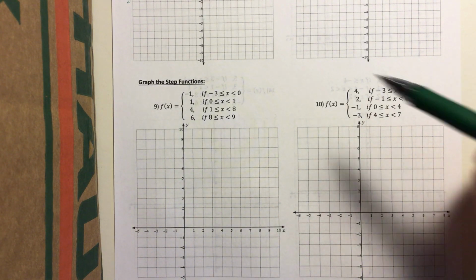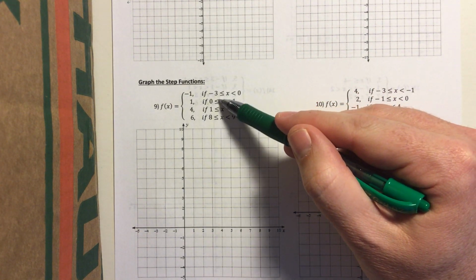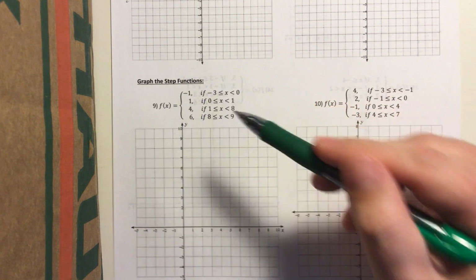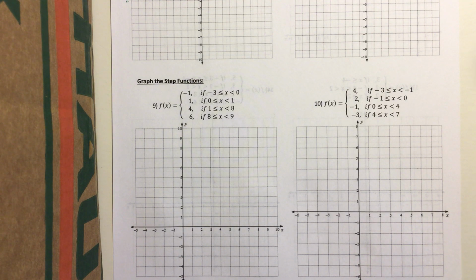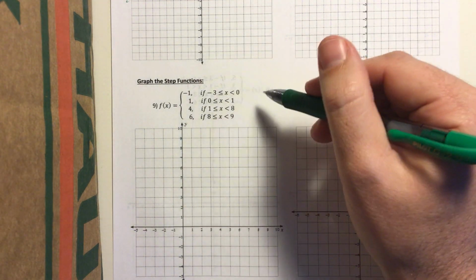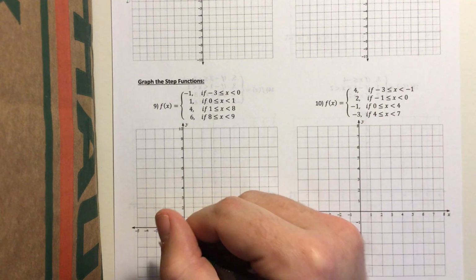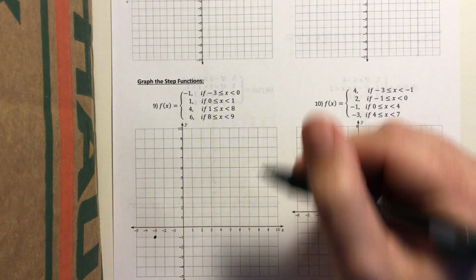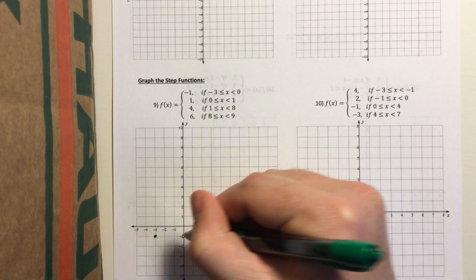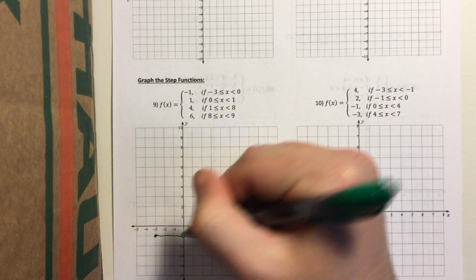Just take your time with these. Make sure you're looking at the inequalities. If they have an equal sign underneath, make sure you do a closed dot. If they don't, then it's open. From -3 to 0, we're at the y value of -1. So at -3, we're going to have a closed circle at -1, and at 0, we're going to have an open circle at -1. We have a straight line going over.